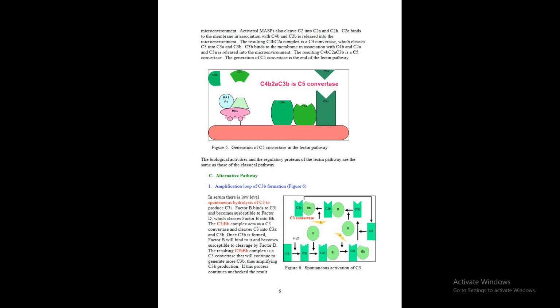Once C3b is formed, factor B will bind to it and become susceptible to cleavage by factor D. The resulting C3bBb complex is a C3 convertase that will continue to generate more C3b, thus amplifying C3b production.